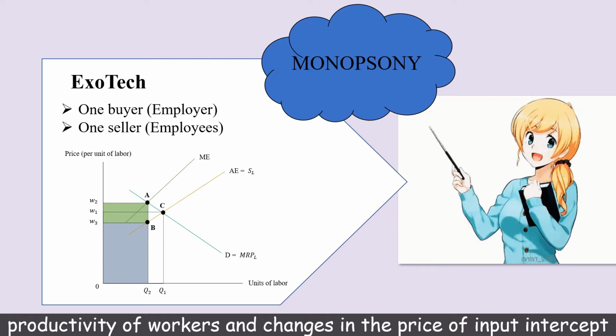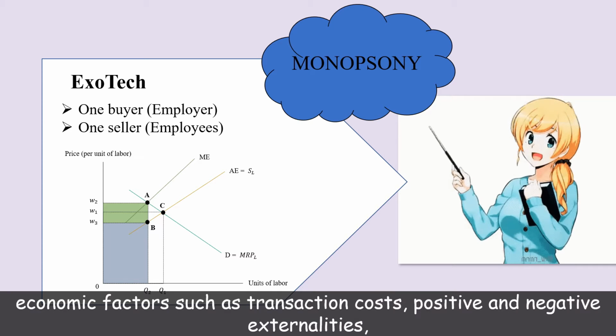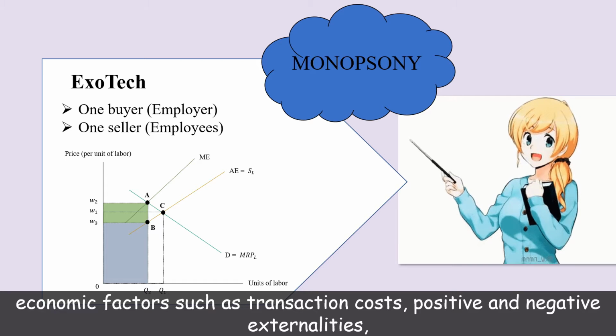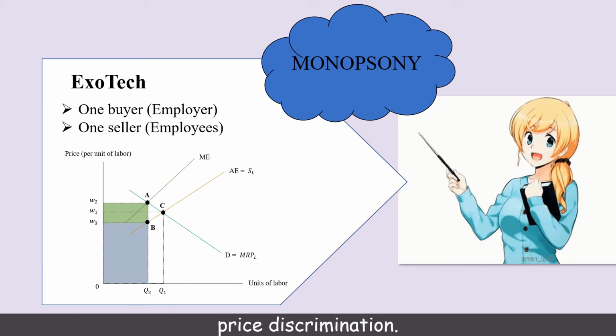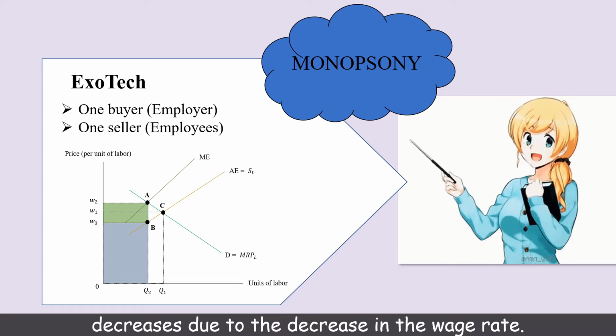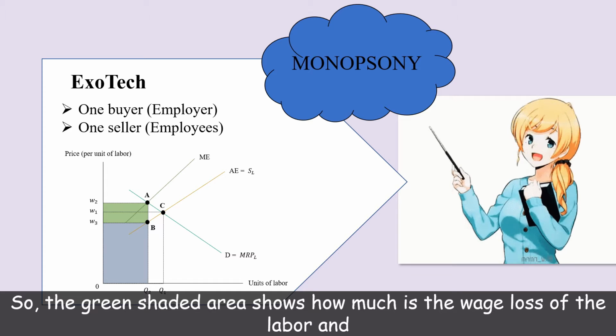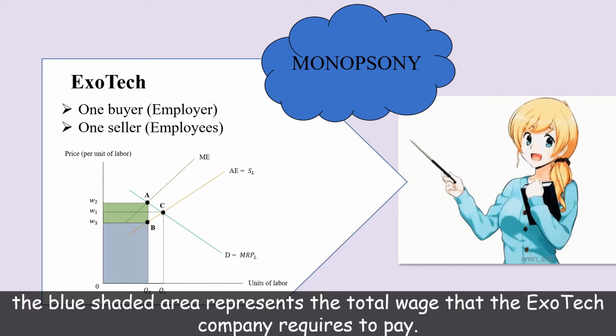And change in the price of input intercepts with the marginal expenditure curve, the orange line, which can be impacted by economic factors such as transaction cost, positive and negative externalities, price discrimination. When it comes to point B, the quantity of labor that is willing to work decreases due to the decrease in the wage rate. So, the green shaded area shows how much is the wage loss of the labor, and the blue shaded area represents the total wage that the Exotech company requires to pay.